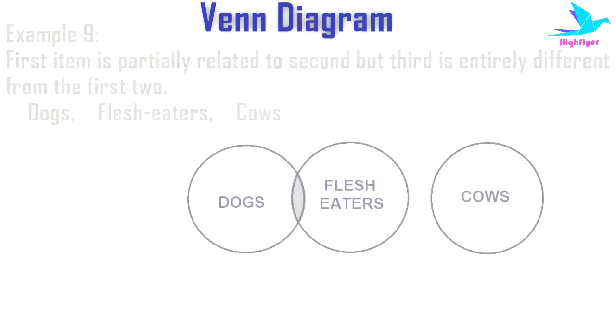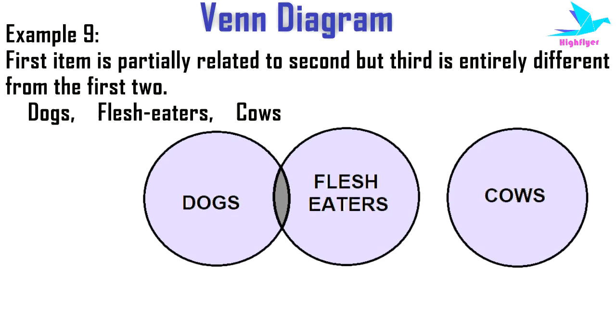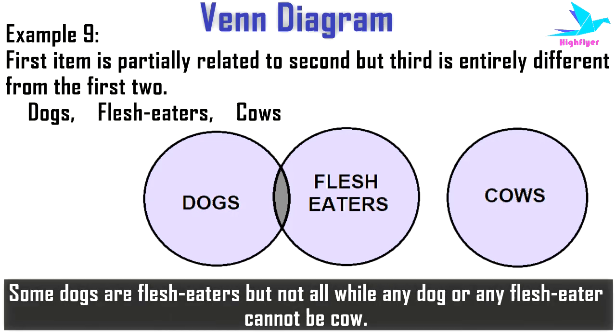Then example 9. First item is partially related to second, but third is entirely different from the first two. Dogs, flesh eaters and cows. Now here some dogs are flesh eaters, but cows are never a flesh eater. So cows is an entirely different item.